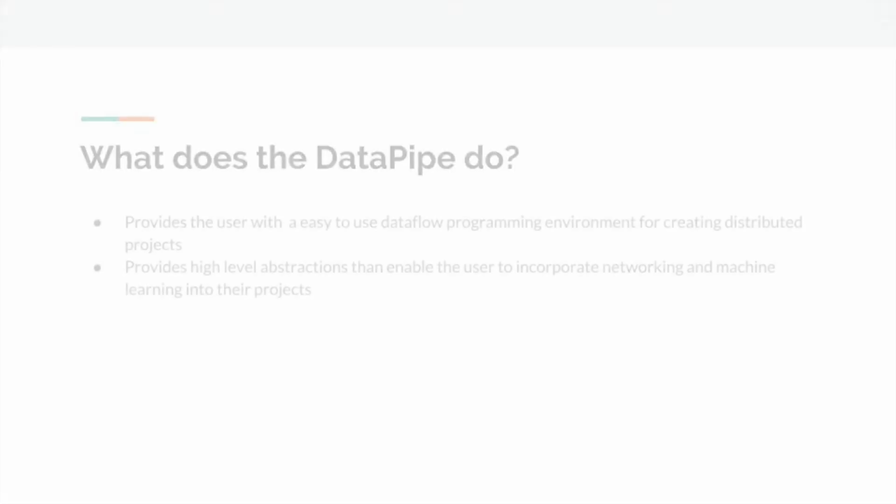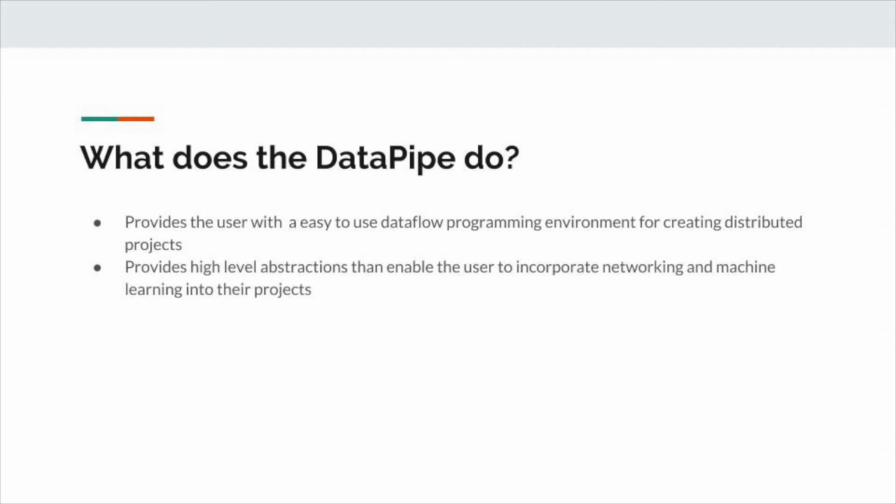Now, what does the DataPipe do, you might ask? And how does it do this? The DataPipe provides the user with an easy-to-use data flow programming environment for creating distributed projects. It also provides high-level abstractions that enable the user to incorporate networking and machine learning into their projects.